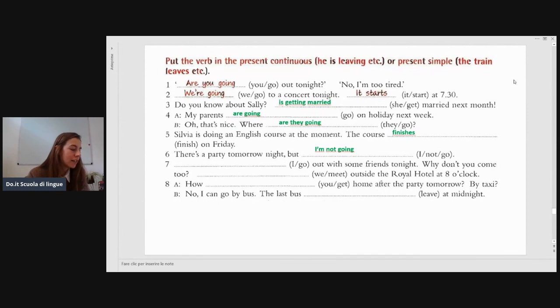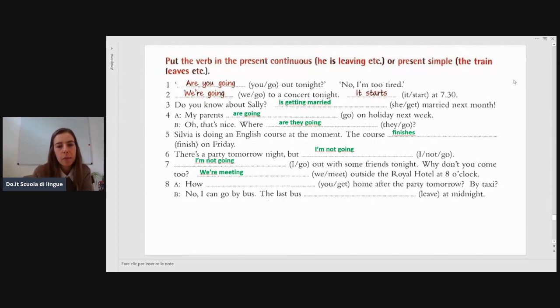Okay, Margherita is saying, I'm going out with some friends tonight. Yes. And why don't you come too? We're meeting outside the Royal Hotel at 8 o'clock. Very good. Quindi, di nuovo, 100% aggiudicato. Altre persone lo sanno anche, quindi è un piano fatto tra più di due persone.